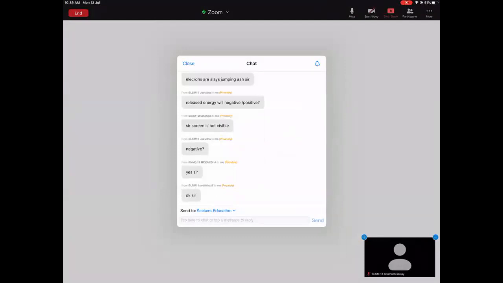Okay, screen is not visible. Negative. No, yes, sir. Okay, okay. So I hope you guys are able to understand. Yeah. The atom size also increases. Yes.